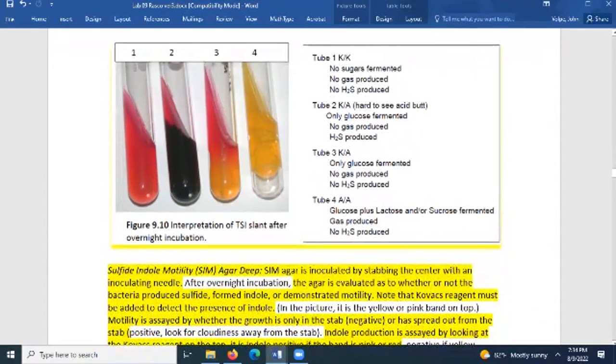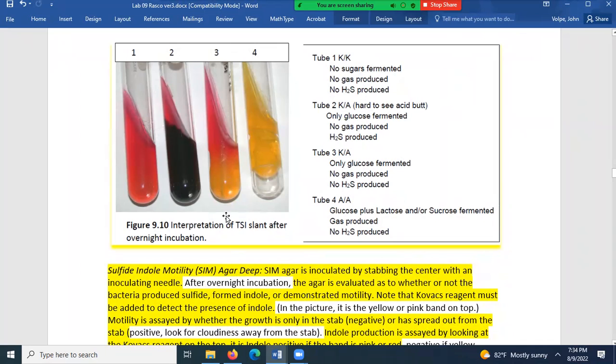Interpreting the triple sugar iron is complex, and generally I'll only ask you simple questions about it. Like in this one, I would ask you something like, which of the tubes had fermentation of a sugar? And you'd say tube 4 is yellow, tube 3 had yellow on the bottom, and tube 2 is yellow, but it's hidden by the black. Wherever it's black, you can assume that it's yellow. And so this would be the fermentation of the sugars. Tube 1, no fermentation of the sugar because it didn't change to yellow.